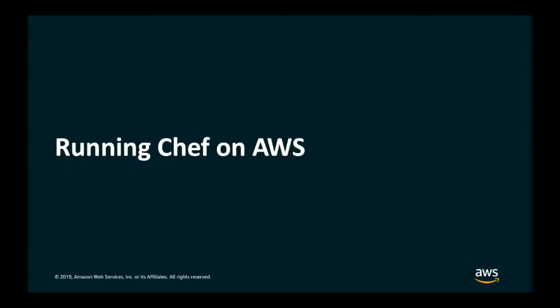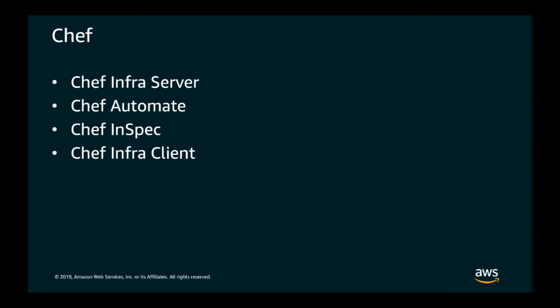So, running Chef on AWS. If you look at Chef, I think all of you are probably familiar with the various components that exist. And for all of these, there are different ways to operate it. If you want to have your own server, that's a different story from just executing the client, where you most likely don't need a lot of help.